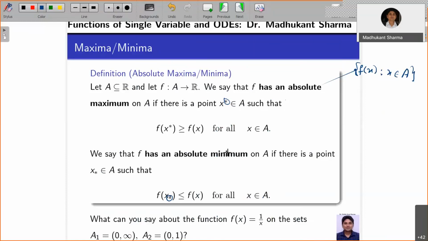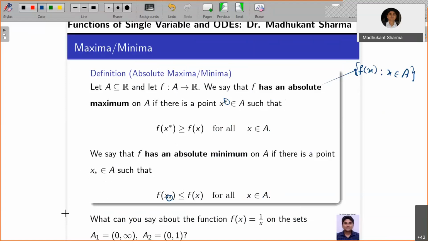Similarly, f has an absolute minimum on A if there is a point x star in A such that f of x star lies to the left of f of x for any value of x. And this x star is also a point of A. If you are not able to identify any point inside A which satisfies either one of them, meaning there does not exist any such point in A, then f does not have an absolute maximum or minimum.